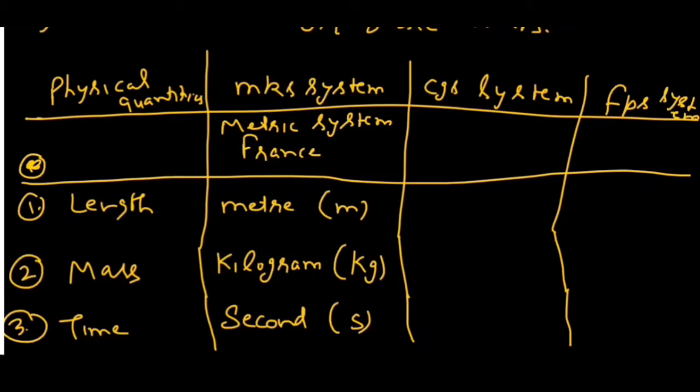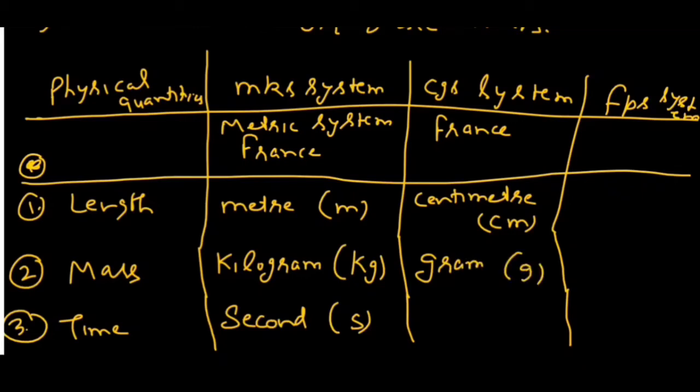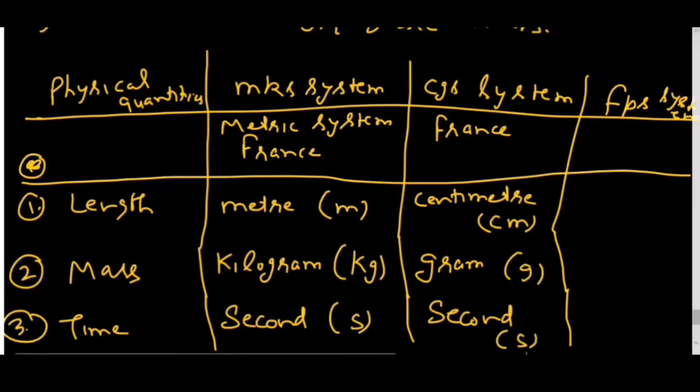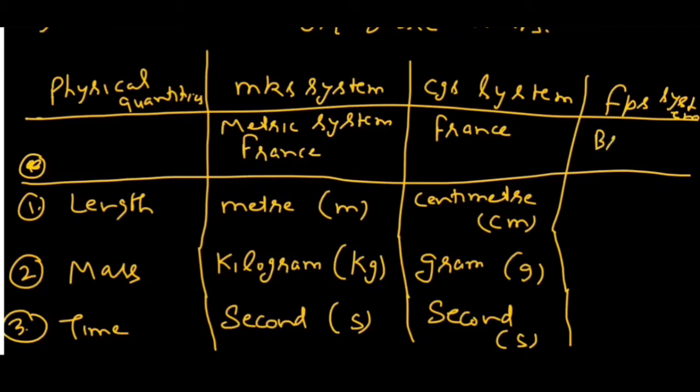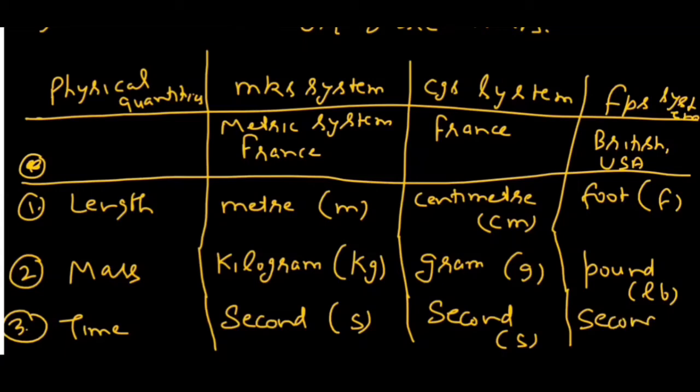Next is the CGS system. This is also developed in France. In this system, the unit of length is centimeter, cm. The unit of mass is gram, small g. And the unit of time is second, small s. The FPS system was given by the British, and it is still working in the USA. In this system, the unit of length is foot, ft. The unit of mass is pound, represented by lb. And the unit of time is second, small s.